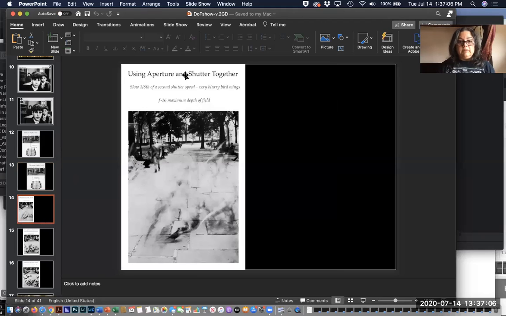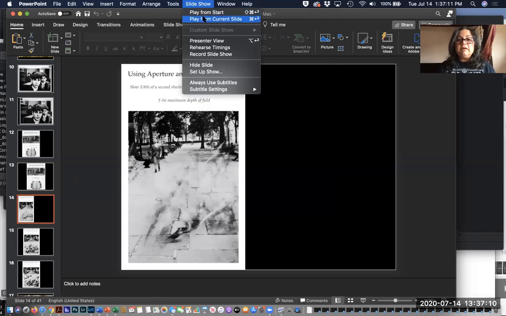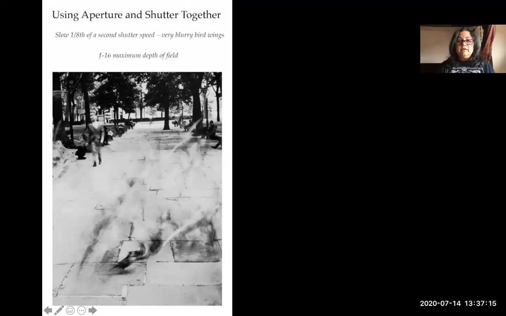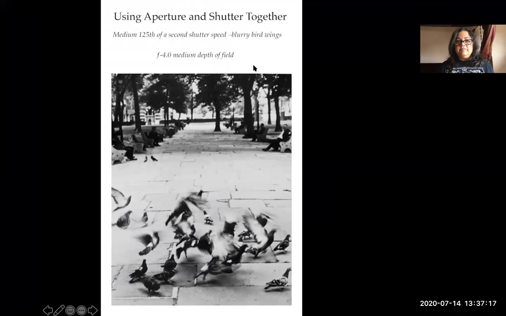Okay. Any questions on that? Anybody? No? Can you guys see this using aperture and shutter together? Yes. Okay. Yeah, we can. Good, thank you.